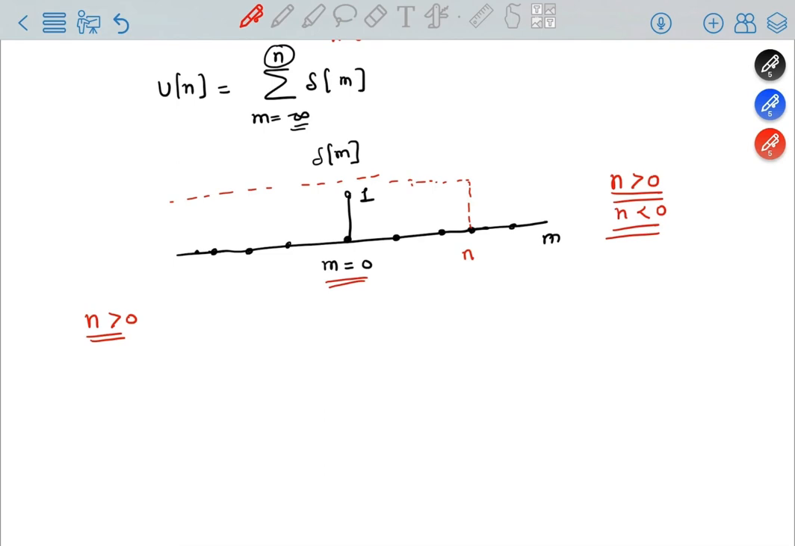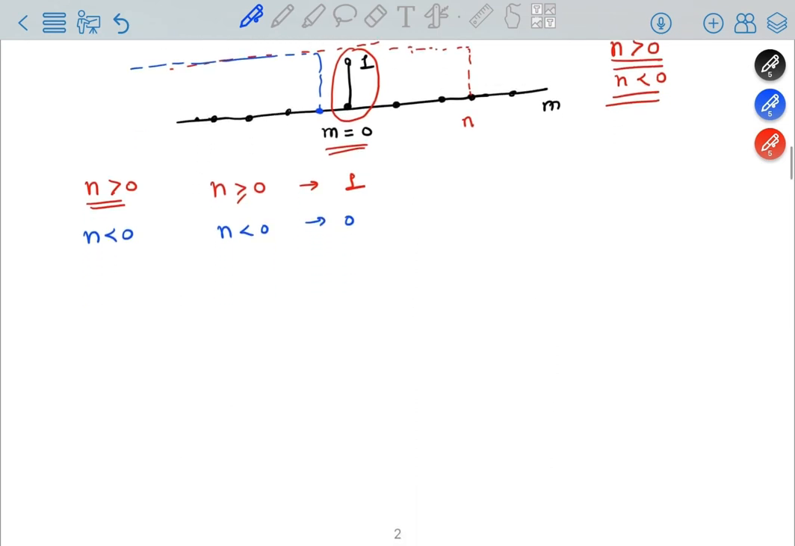Because for any value greater than 0, the range will include this signal. So for every value of n which is greater than or equal to 0, the output will be 1. And if we take n less than 0, how will the range look? Any value which is less than 0, the output will be 0.